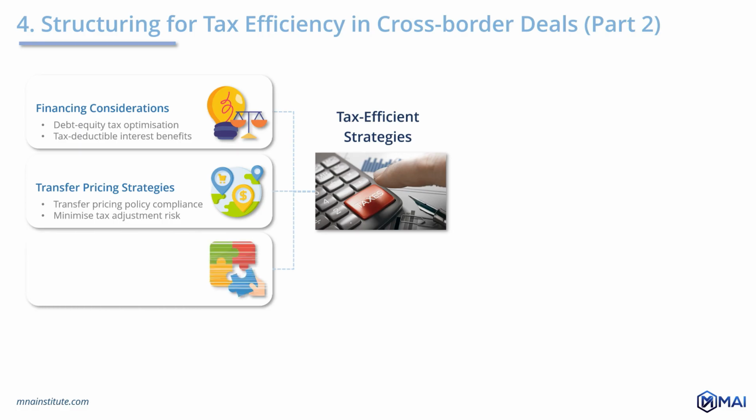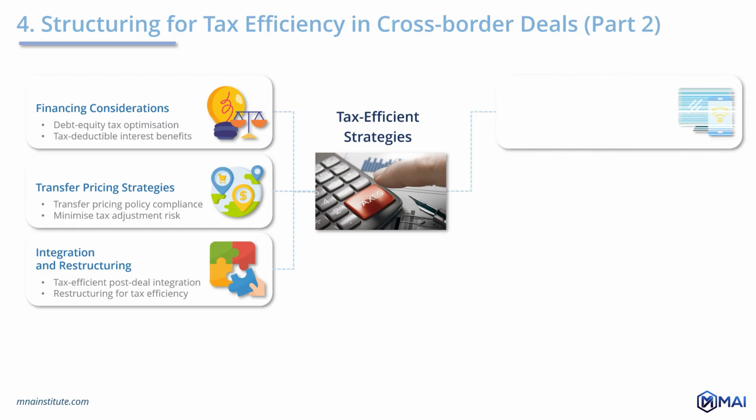Post-acquisition integration and restructuring. After the deal, focus on integrating operations in a tax-efficient manner. This may involve restructuring the business to align with tax-efficient strategies, such as centralizing certain functions in low-tax jurisdictions. Digital and e-business considerations. In cases involving digital assets or e-businesses, assess the digital tax landscape. This includes understanding how digital services are taxed and structuring the deal to minimize exposure to digital services taxes.